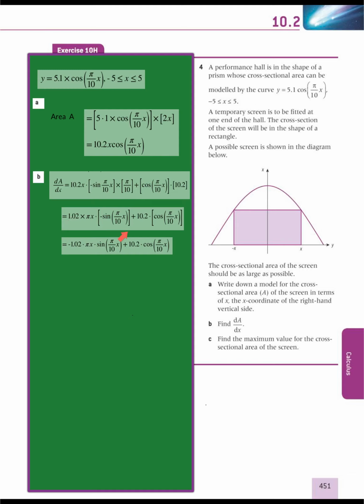Resolving that, we end up with this expression here. This is the derivative of this function, the area in terms of x.